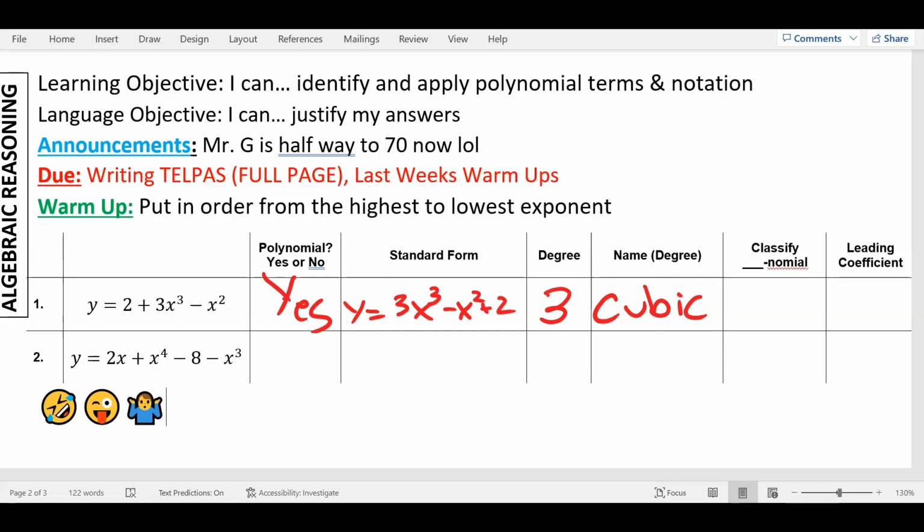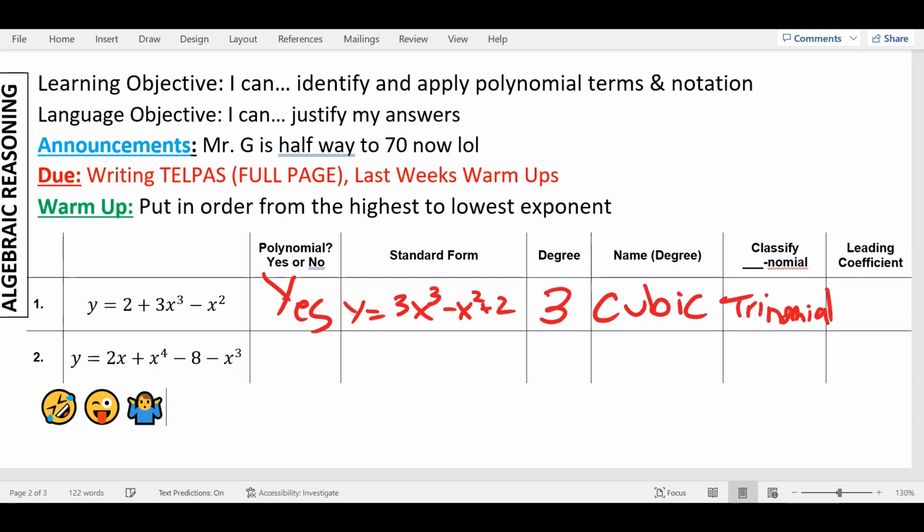Thank you. Now, let's classify the nomial. What nomial is this? How many terms do we have? Okay, so here's a term, minus, here's a term, plus, here's a term. It is a trinomial. There are 3 terms. 3x cubed is a term, minus x squared is a term, plus 2 is a term. 3 terms is called a trinomial. After 3, that's when you call it a polynomial.